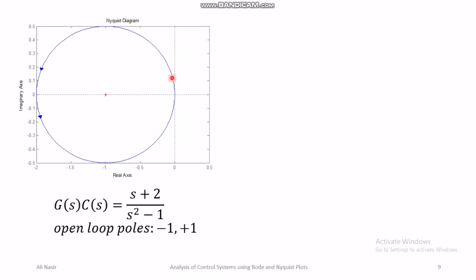So n is equal to 1, and here p is equal to 1. Since n and p are both 1, this means n is equal to p, and this means that the closed loop system corresponding to this Nyquist plot will be asymptotically stable. Although the open loop system is unstable, the corresponding closed loop system will be asymptotically stable, as we have determined from the Nyquist plot.